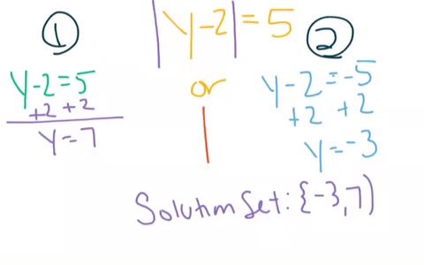And you'll notice too down here, whenever you're writing your solution set, I want you to write it from lower to higher numbers too. So I have negative 3, 7. I know my brackets are terrible. That was not too bad.